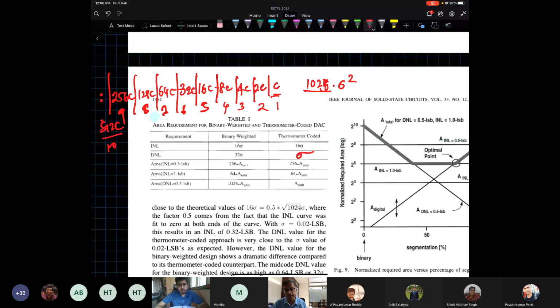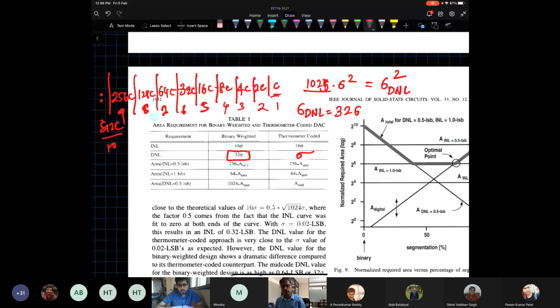That will be the total sigma in I. This would be your sigma DNL. Correct? So what is sigma DNL now? What is the square root of 1024? 2 raised to 5, 32. What do we see here? Yeah, 32. I just wanted to go through this intentionally so that you get the point. So that 32 sigma comes from here. Okay, so that's what we got.